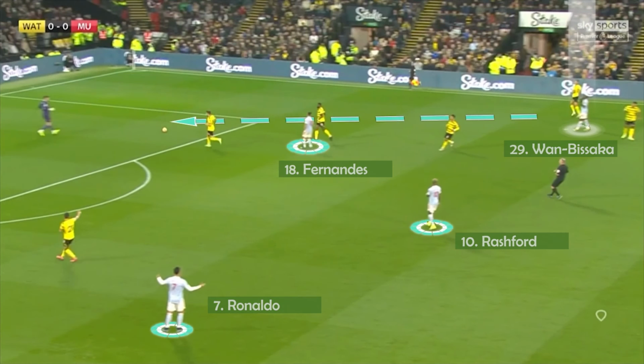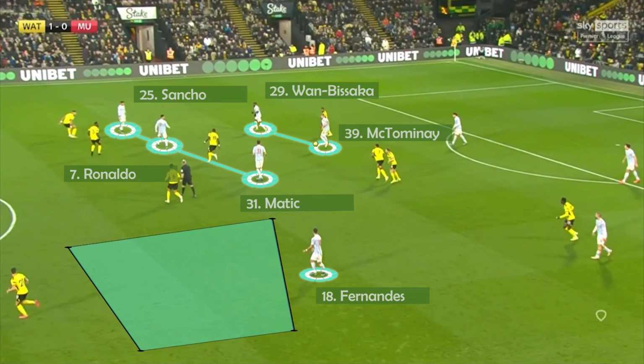Wan-Bissaka overhits the pass into the expectant Fernandes, who is disappointed, and you can see extreme disappointment in the arm gestures of Ronaldo down to the bottom left. And in general, he did look uncomfortable in this match, especially when he's been asked to play effectively in the final third or otherwise in forward areas. This next passage of play is interesting for a couple of reasons.